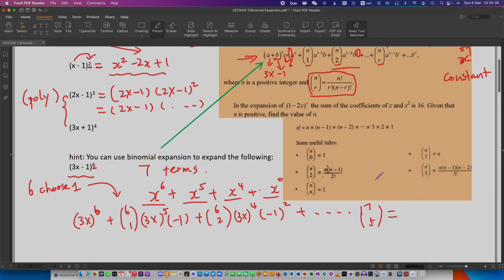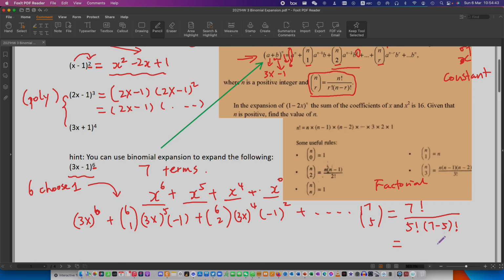So 7 choose 5, according to this formula, is 7 factorial. This is called factorial, with the exclamation mark. In mathematics it's called factorial. So I will show you how you get this. It's 7 times 6 times 5, until times 1. Next, can you see the r factorial? So it's 5 factorial. And then 7 minus 5, so it's 2, so 7 minus 5 factorial.